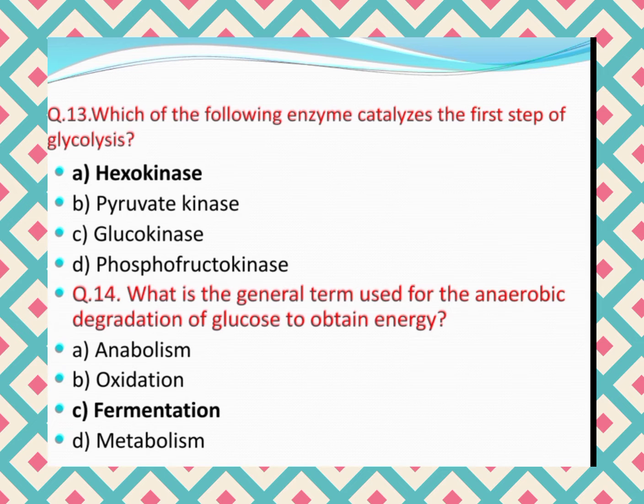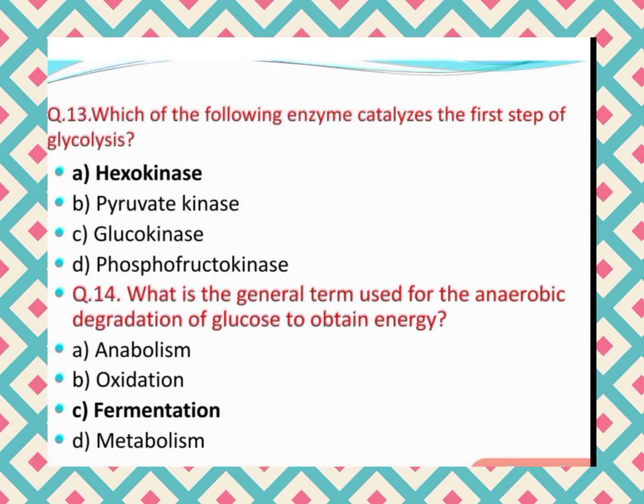Question number 13. Which of the following enzymes catalyzes the first step of glycolysis? Option A hexokinase, option B pyruvate kinase, option C glucokinase and option D phosphofructokinase. Which will be the correct answer? The correct answer will be option A hexokinase. These enzymes are very important, so you have to read very carefully about the enzymes which play a major role in the pathway.